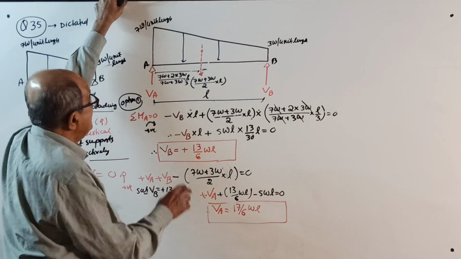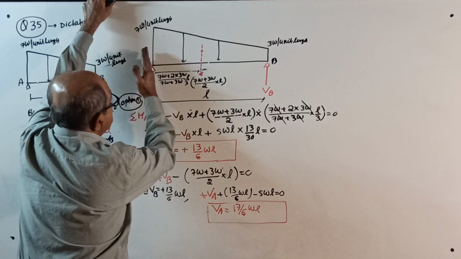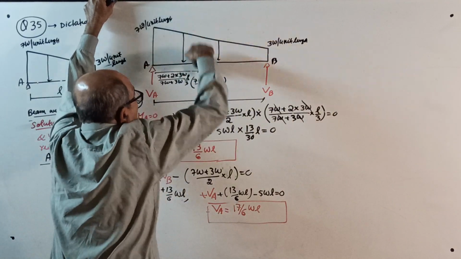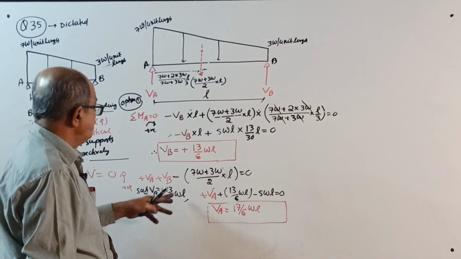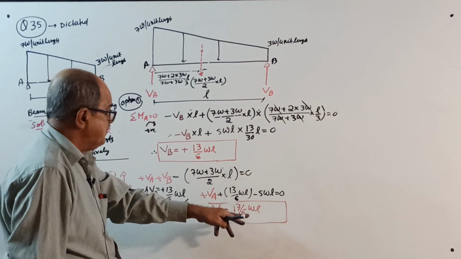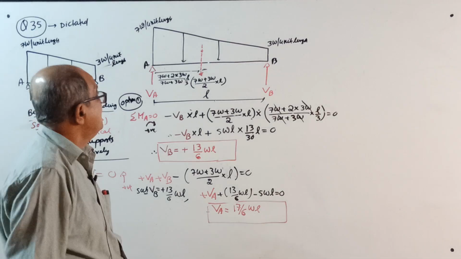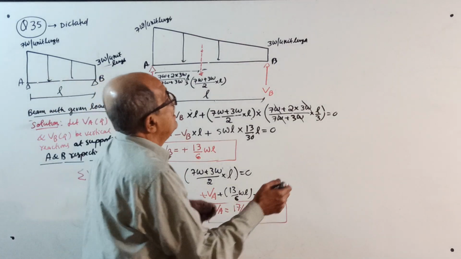Over. Sigma V equals 0: VA plus VB minus the total load equals 0. Now I don't have to explain. Substitute whatever VB you got, simplify, you get the value of VA. This is option 1.